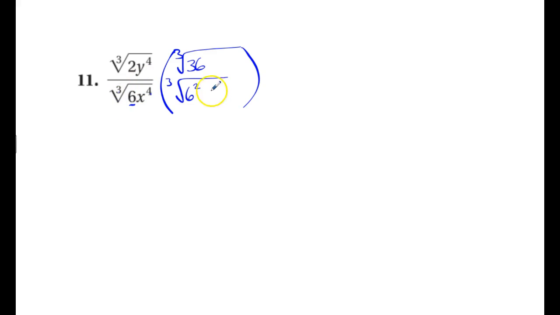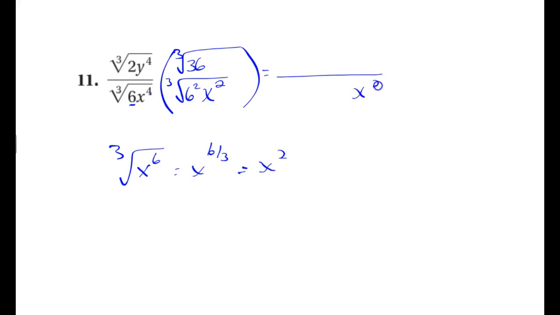4 doesn't divide by 3, so I'm actually going to go up to 6. So I need 2 more of those, because what I'm looking for is the cube root of x to the 6. So that 6 will divide by 3 evenly, and that'll give me an x squared in the answer over here. In fact, finishing the denominator, it's the cube root of 6 right here times the cube root of 6 squared, which is the cube root of 6 cubed, which is just a 6 in the denominator.